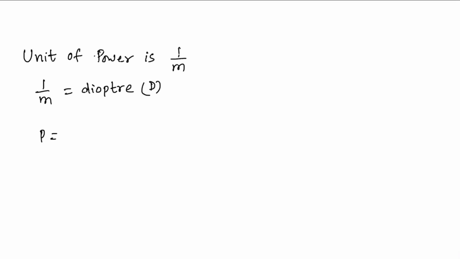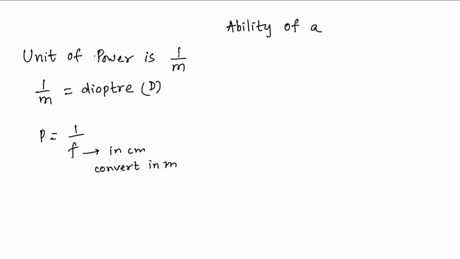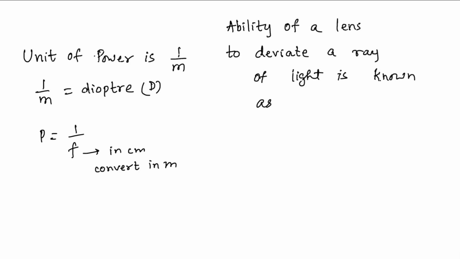So power is 1 upon focal length. Now suppose if the focal length is in centimeter, we must first convert in meter, and then only we can write the answer of power. So from this discussion we can define power as ability of a lens to deviate a ray of light is known as power of lens.